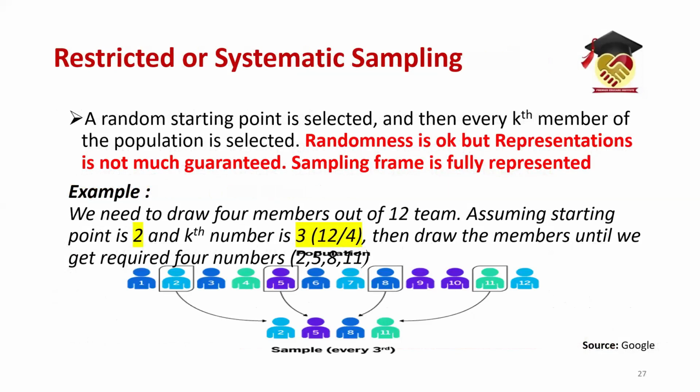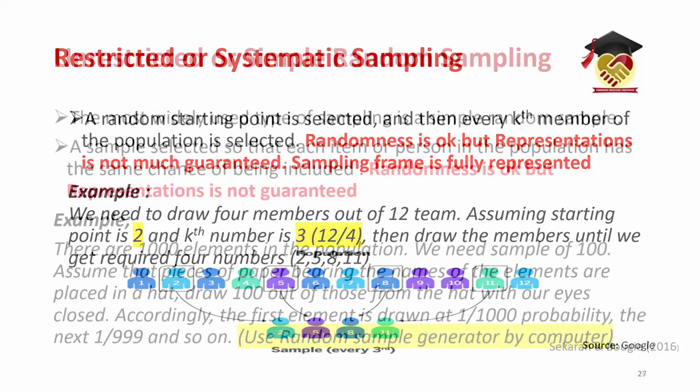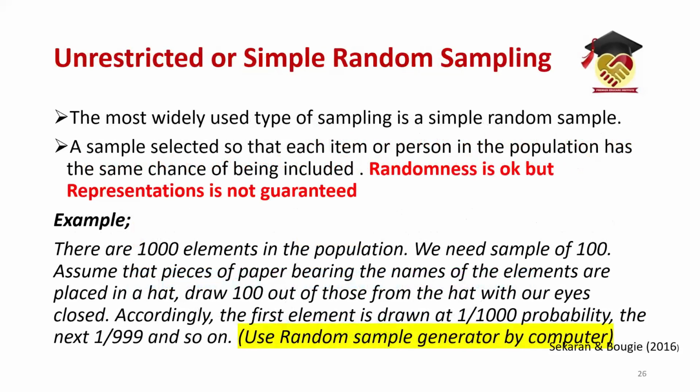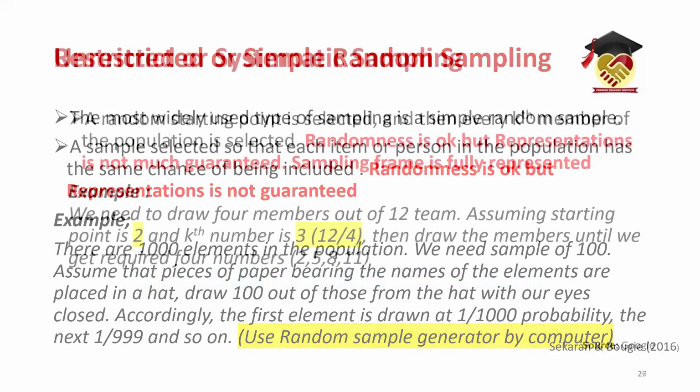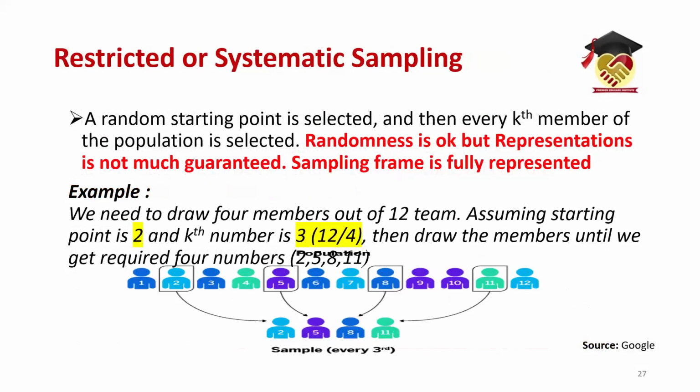The sampling frame, I told you very clearly, and I can't remember who asked, you should know the sampling frame to apply probability sampling. Here the sampling frame is 12. Before, you knew the sampling frame was 1,000. Here you know the sampling frame is 12. Out of this 12, you need to get 4 members.